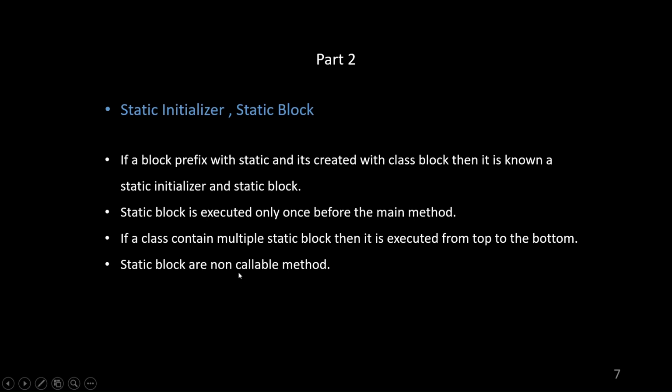A static block is a non-callable method. See here the example of the static block. This is the static keyword and the block of the static. If you want to call this static block outside the class or from another class, you cannot, because this static block doesn't have any name, just like a method has a name. The static block doesn't have a name, that's why we can't call that block. That is why it is called a non-callable method. If a class contains multiple static blocks, then they are executed from top to bottom.